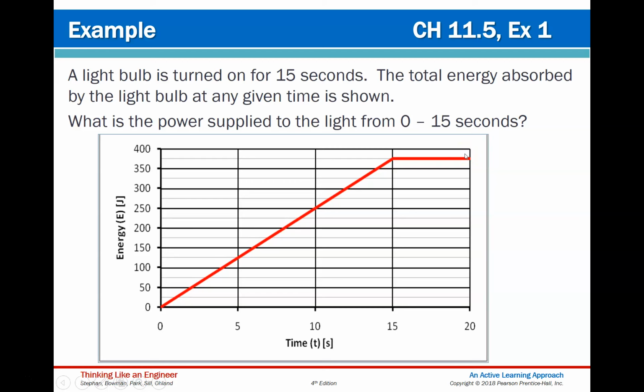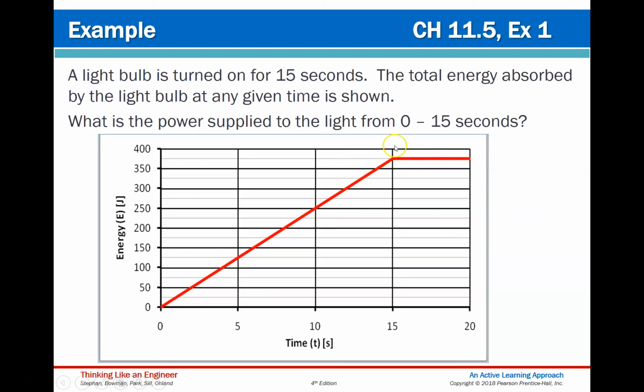It is indeed energy over time. So that means that power is the slope or integral of this energy line. What is the slope between 15 and 20 seconds? Zero, right? It was turned off, and so therefore there's no more energy being supplied.